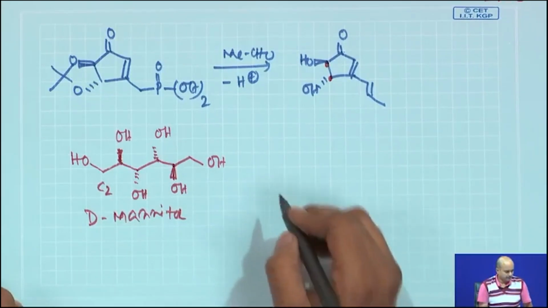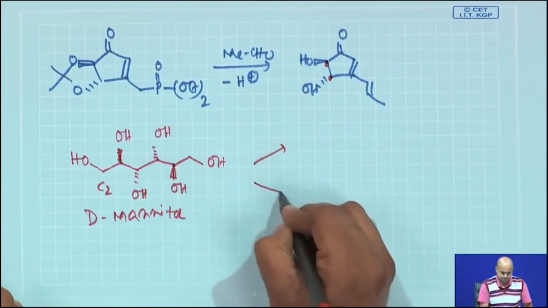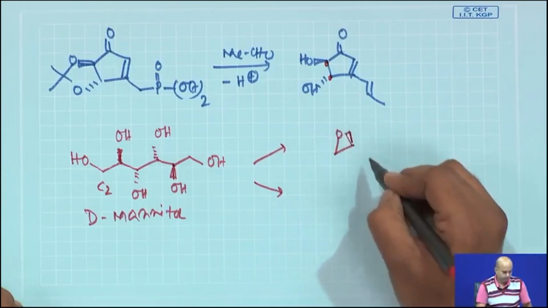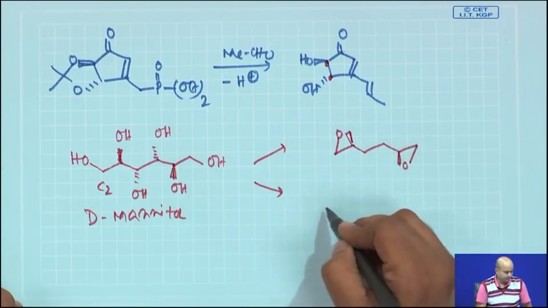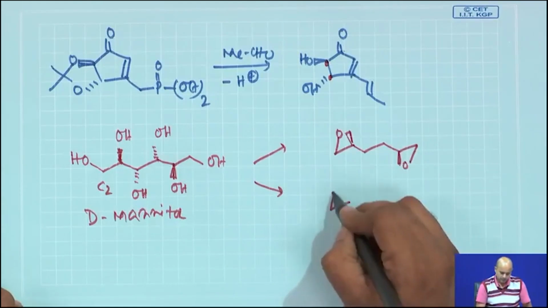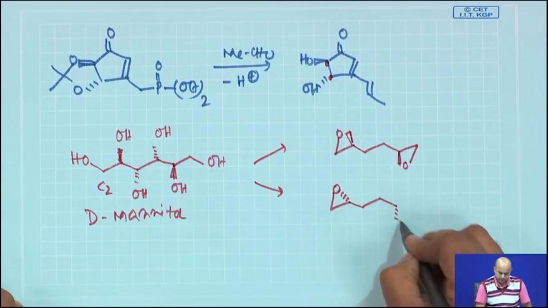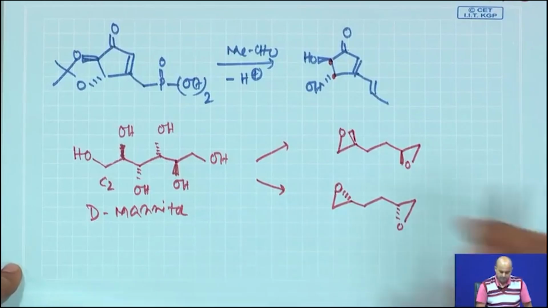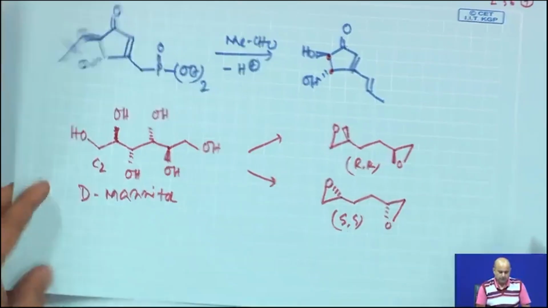Now, from D-mannitol I say that you can prepare both of these epoxides through a divergent pathway. So, this divergence was pretty important. You can basically get the RR epoxide or the SS epoxide. Now, as time is running out, we will need to be a little bit faster.